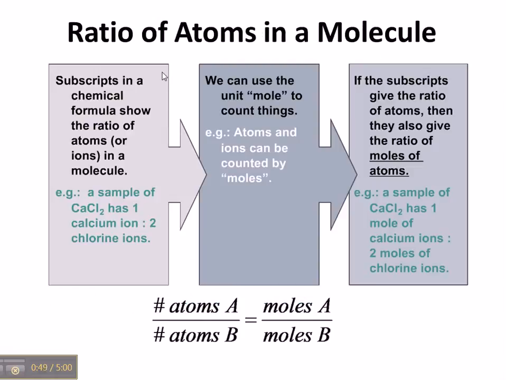Now, if you take a look at the ratios of atoms in a molecule, you can see that the subscripts tell you the ratio of atoms in a molecule, and then we use moles to count things, right? The definition of mole, it's just like you can count cases of pop or you can count moles of pop. So mole is just a counting definition. But if the subscripts give us the ratio of atoms, then technically they also give us the ratio of moles of atoms. So here's an example. Calcium chloride has 1 mole of calcium atoms, it has 2 moles of chlorine atoms. Because again, it's just counting. So the ratio of atoms of A and B is going to be similar to the ratio of moles of A to B.